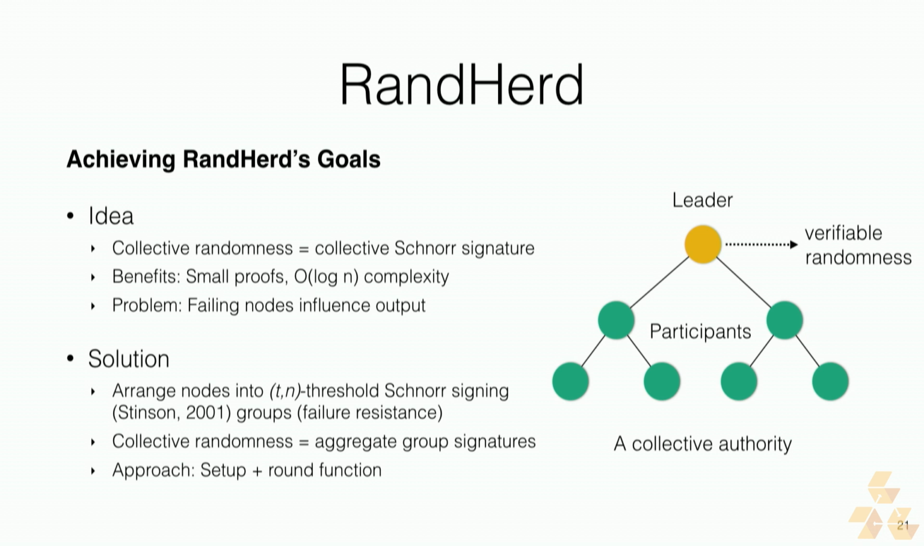So the solution for this problem is that we again arrange all the participants in the protocol into secret sharing groups, into threshold signing groups. Then the collective randomness is the aggregate of the group signatures of all the outputs of all the groups. How we do that is we first have a setup function, and then we have a round function which generates the randomness.